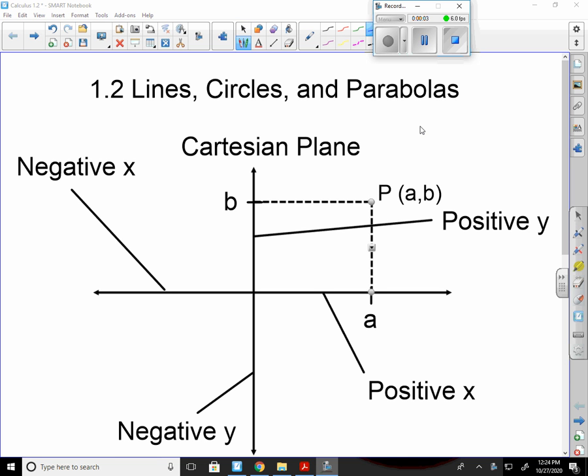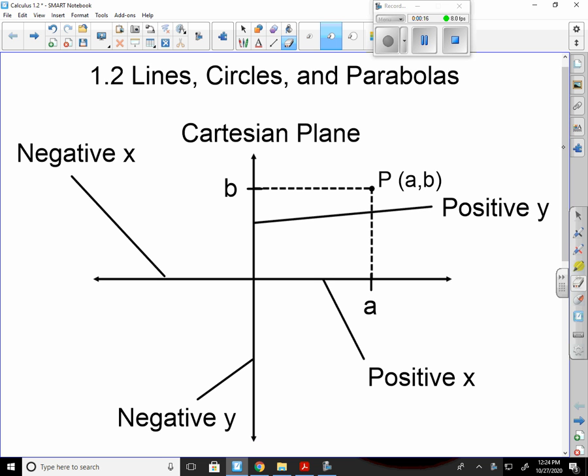All right, we're moving on to the next section now. 1.2, lines, circles, and parabolas. So this is all a review. Circles you might not have spent nearly as much time on as the other two, but overall, you've seen at least all of these things. The circles we'll focus on a little bit more.